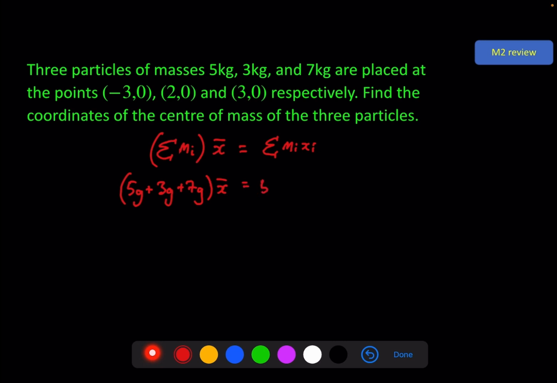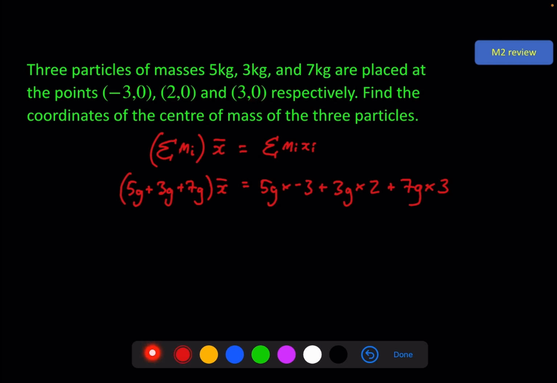So that's 5g times the x coordinate of that particle, minus 3, plus 3g times the x-coordinate of that particle, 2, plus 7g times the x-coordinate of that particle, which is 3. Remember, respectively means you keep the order for the lists. This one matches this one with this one, and this one with this one.